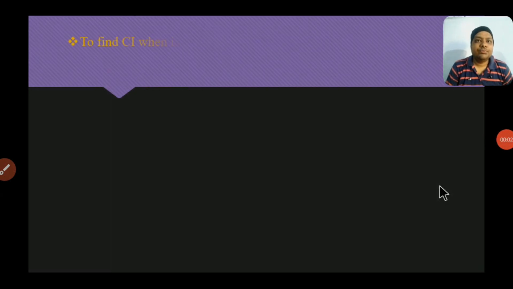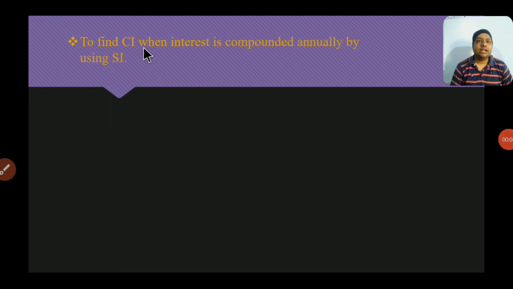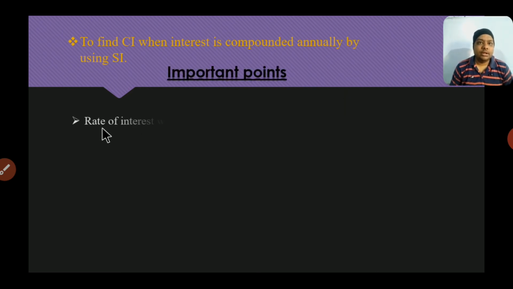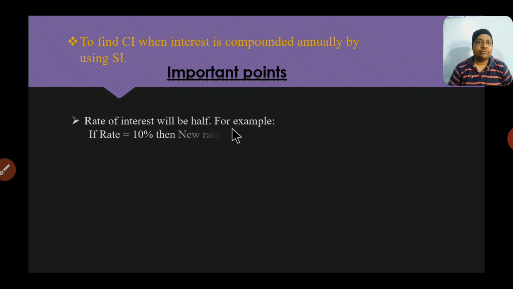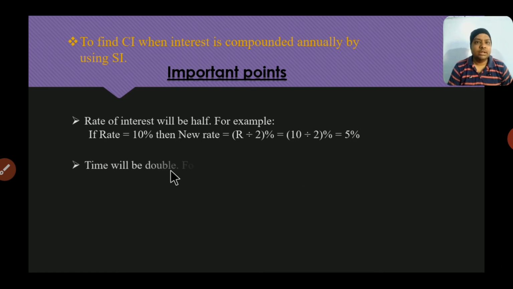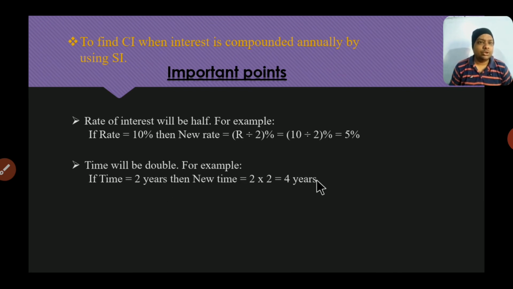Now students, to find compound interest, when interest is compounded annually by using SI. Okay dear? Not annually, half yearly. So rate of interest will be half. For example, if rate is 10%, then new rate will be what? Rate will be divided by 2. Rate will be half. So 10 divided by 2 is 5%. Same as time will be double. So if the time is given 2 years, then we will multiply this time by 2. So it will be 4 years.